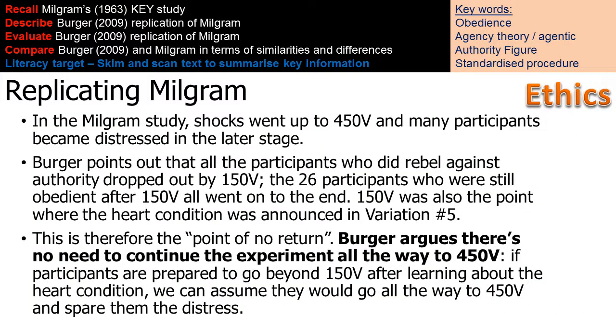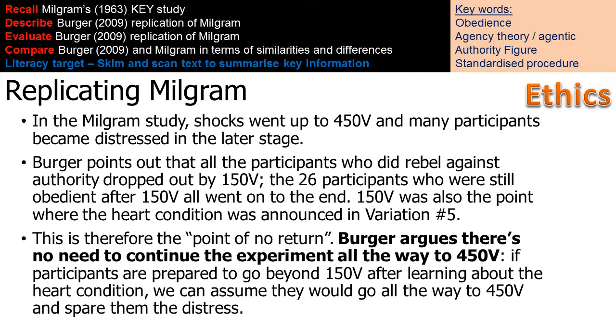Now what Berger tries to do is he replicates Milgram's study, but he also tries to correct some of the errors or the things that he thinks Milgram missed. Now in this case, obviously Milgram was particularly unethical. Milgram's shocks went all the way to 450 volts, and his participants were seen to become quite distressed within the later stages of this. Now Berger points out that any of the participants who did drop out, who did refuse to continue with the experiment, had already dropped out by 150 volts, and anybody who went past 150 volts went all the way to the end.